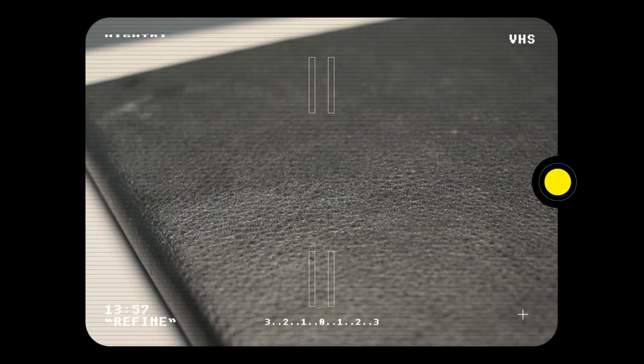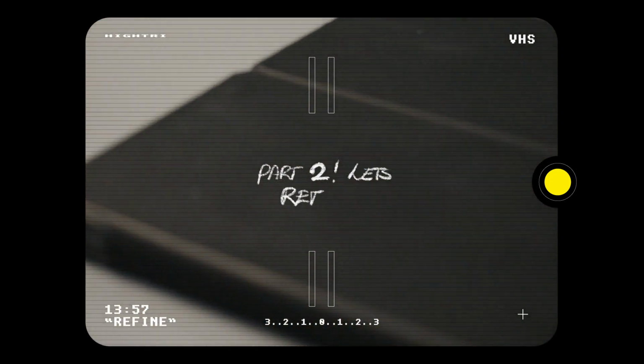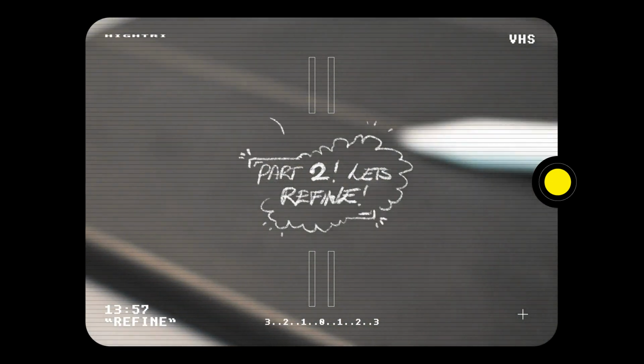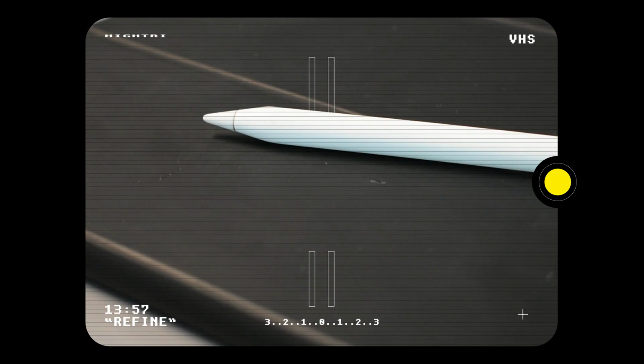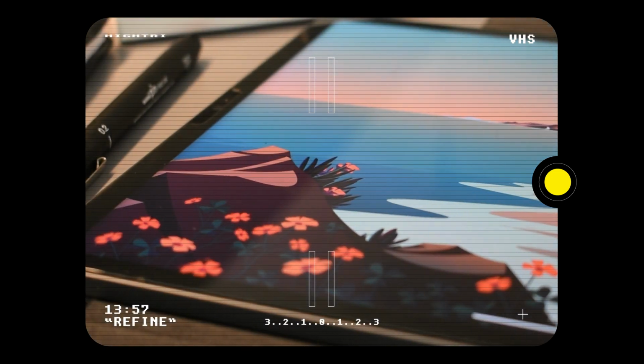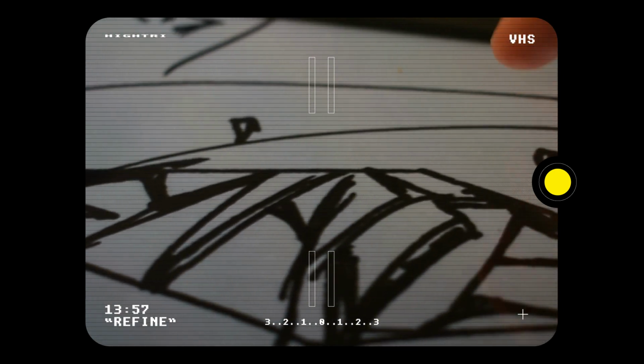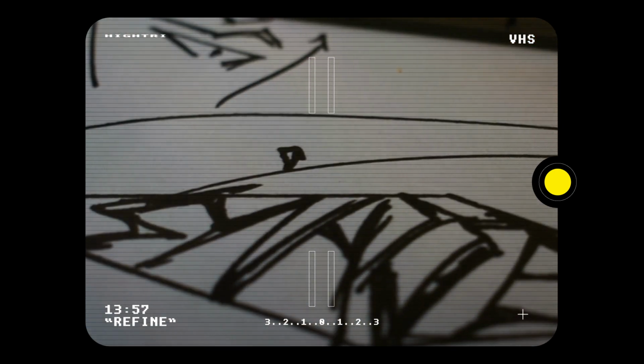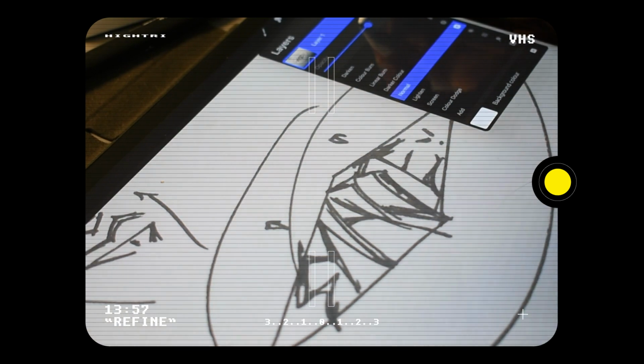So I'm going to be putting the book away for now, and we're going to go straight to the iPad. Don't be discouraged if you don't have an iPad. You can apply these upcoming techniques within other digital design programs such as Photoshop and Illustrator.